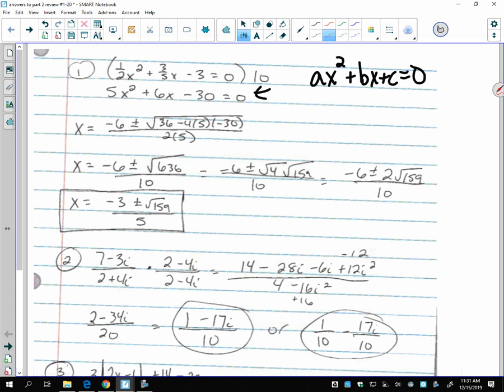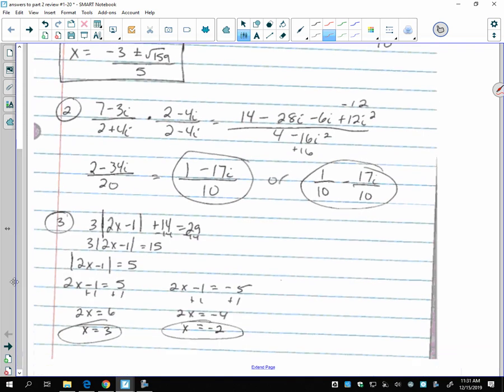And on this one, you can break up 636 as the square root of 4 and the square root of 159. The square root of 4 is 2. And then because 6, 2, and 10 are all divisible by 2, we just reduce that fraction, and then we get the answer that they had.